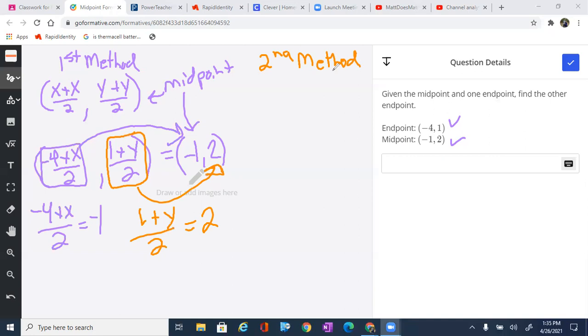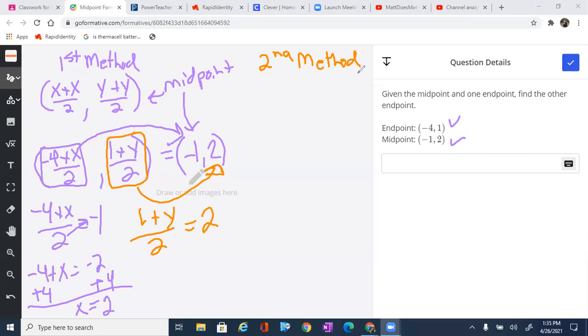So 2 times -2, I get rid of that 2 in the denominator. So I get -4 plus x equals -2. I'm going to add 4, and x equals +2.